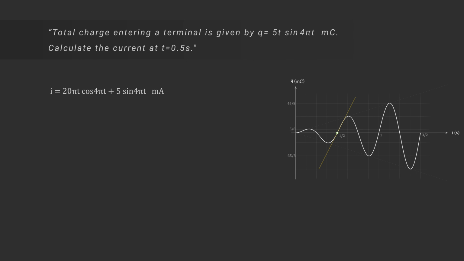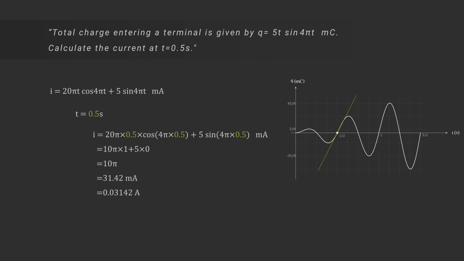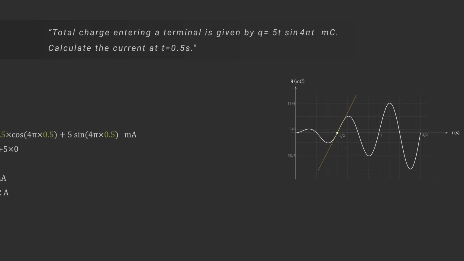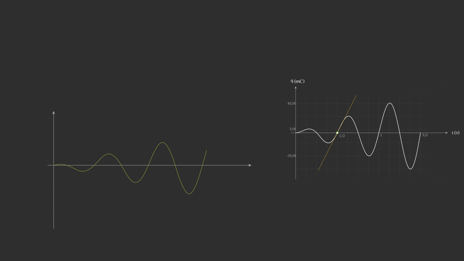Now if we plug in the time value, we can calculate the current at any moment. For example, at t equals 0.5 seconds, the current is about 31.42 milliampere. So even though the charge is 0 at 0.5 seconds, the current isn't. The key takeaway here is that the current deals with the change in charge, not the actual amount of charge itself. Finally, we can plot this equation on a graph to visualize how the current changes over time.